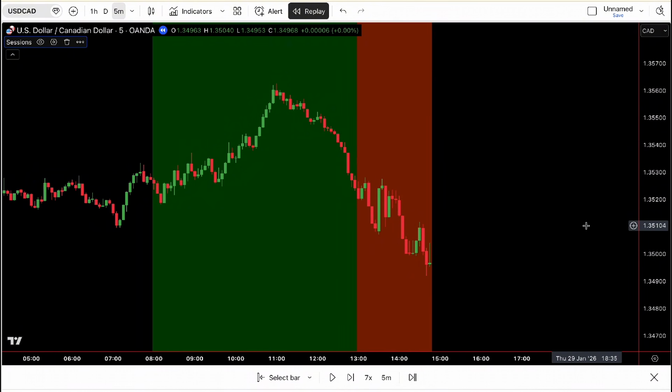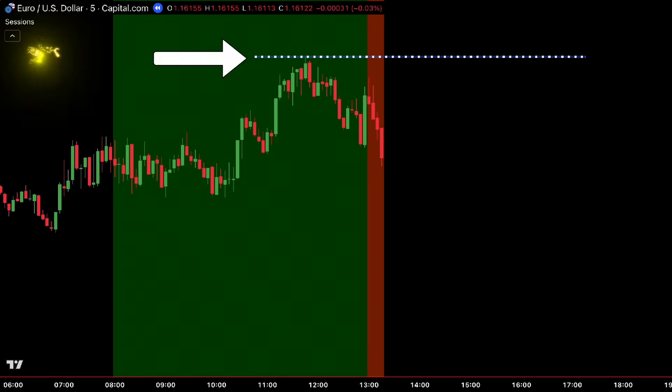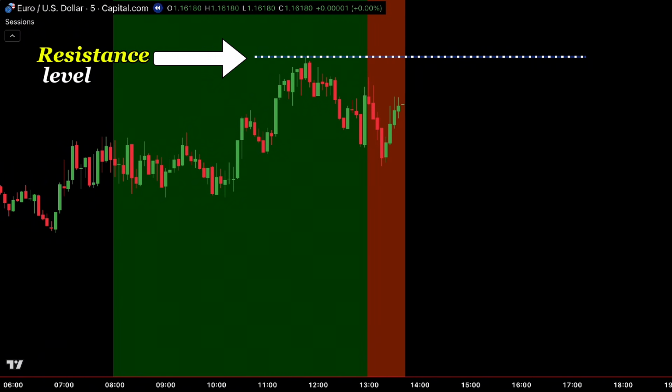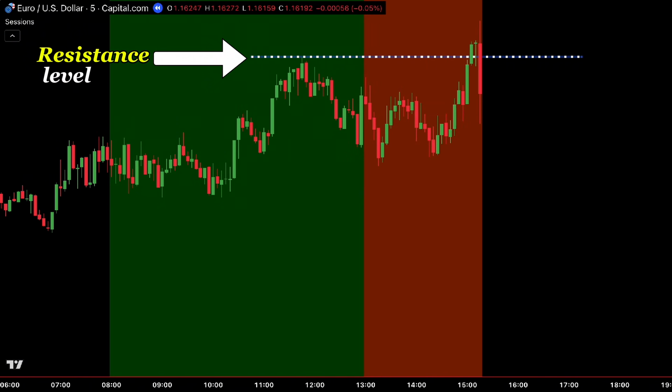Now let's look at how the strategy works. During the London session, you identify the most recent key level. In this example, this resistance level is the most recent one. That becomes your reference. Then you wait. During the New York session, price returns to that level.